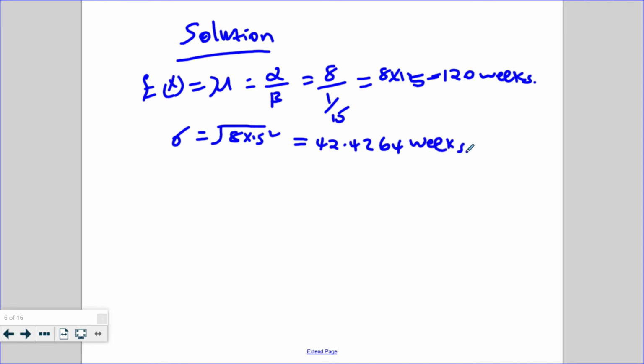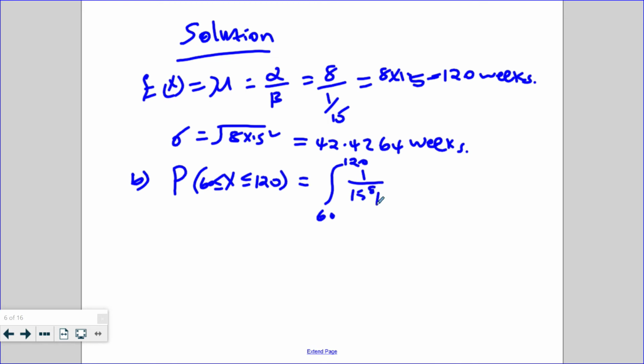So then part B of the question: what is the probability that a mouse survives between 60 and 120 weeks? So we are finding the probability that x is between 60 and 120. It is simply the integral from 60 to 120, applying our formula, 1 out of 15 power 8, of the function of 8, x power 7, exponential negative x out of 15 dx.